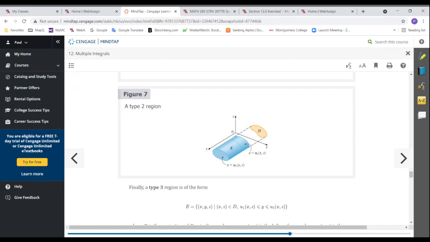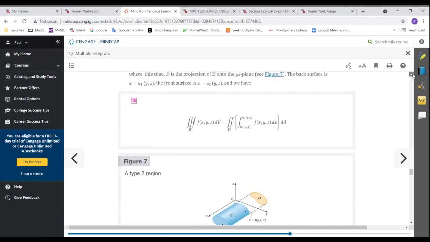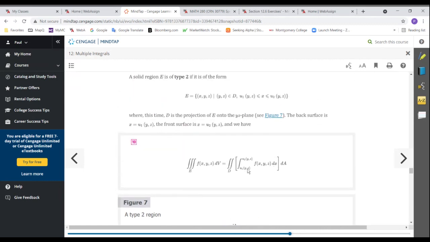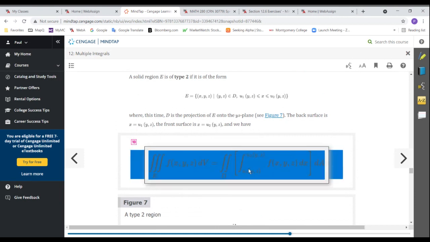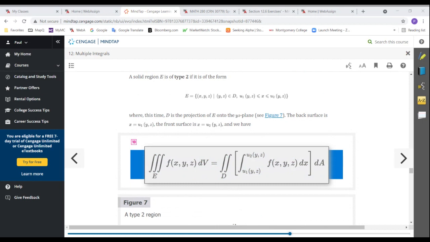And so for this situation here, this would be your triple integral. So what they're doing is they're saying, well, integrate with respect to x first, and then you can decide whether you want to do dy dz or dz dy for dA.